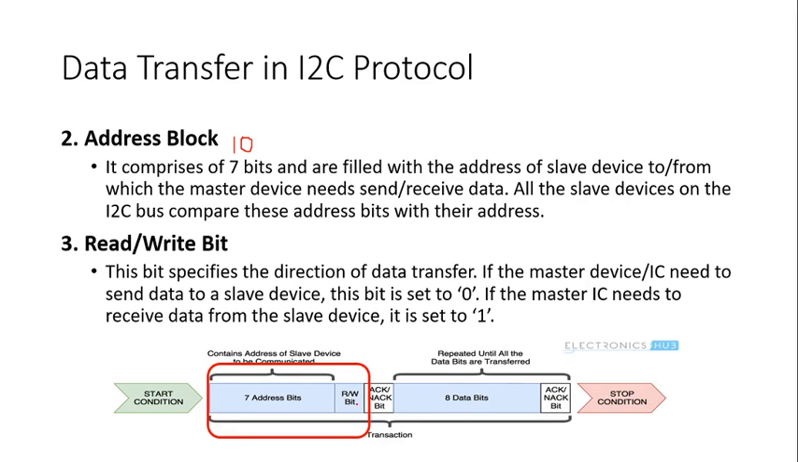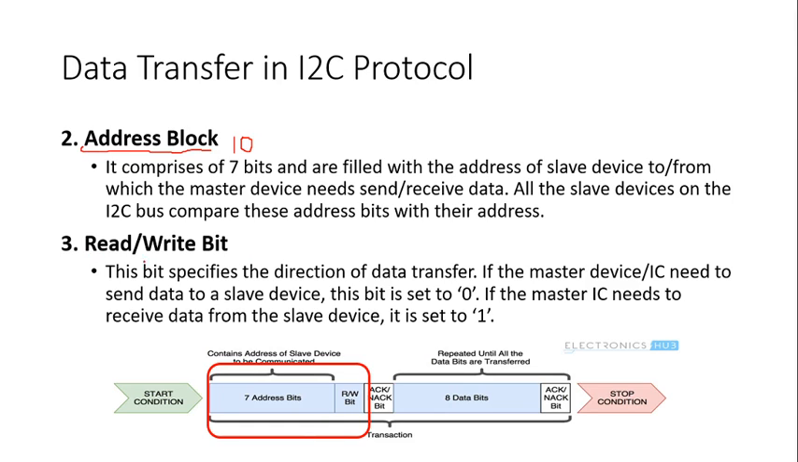The address block comprises 7 bits and is filled with the address of the slave device to which the master device needs to send or from which it needs to receive the data. All the slave devices on the I2C bus compare these address bits with their own address, and they decide whether the master is currently accessing that particular device or not. So for that it is sending the address block. That is the second phase of the data transfer.